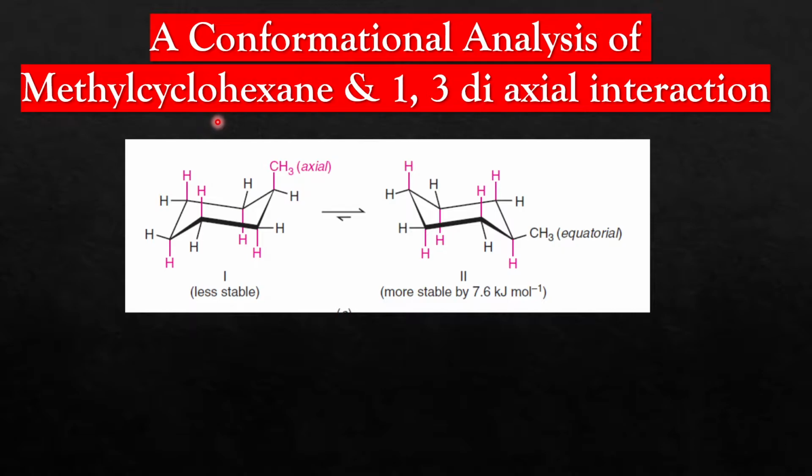So in this lecture I am going to discuss the conformational analysis of different types of substituted cyclohexane. One of them is methyl cyclohexane and another is tert-butyl cyclohexane. And in this lecture I am also going to talk about what is called 1,3-diaxial interaction.